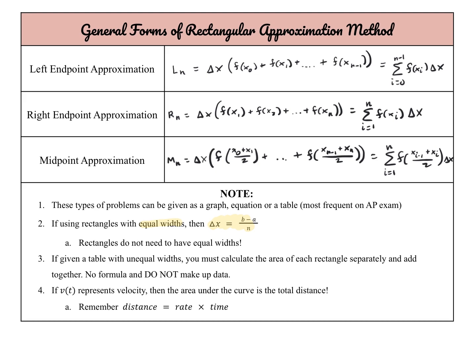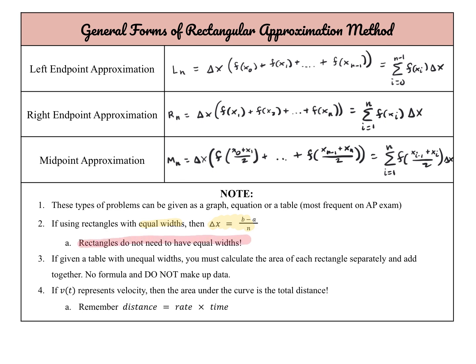There are different ways you can be given a problem. It is common to see a graph or an equation, but I'd say the most common, especially on the AP exam, would be a table of values. So we're going to try one of those in just a second. Again, if the rectangles are equal widths, we can find the change in x, delta x, which is just the base of our rectangles, by doing b minus a over n, if we're finding the area under the curve between x equals a and x equals b. But I do also want to point out that the rectangles do not need to have equal widths.